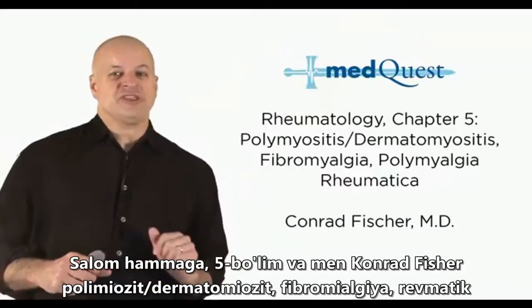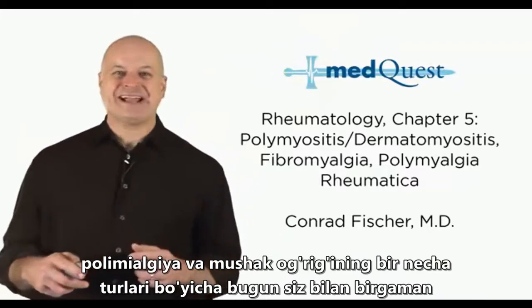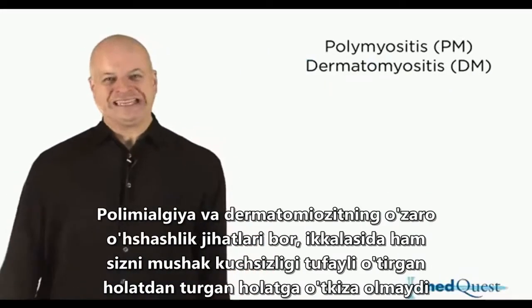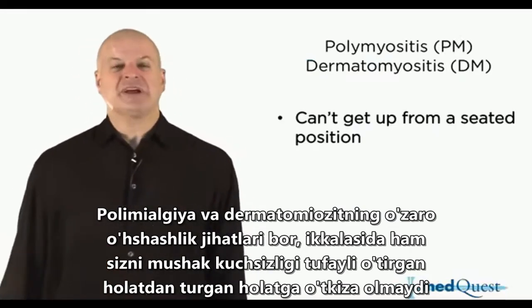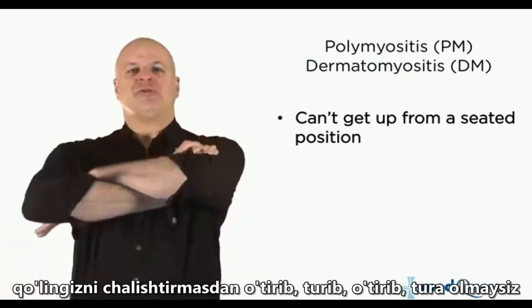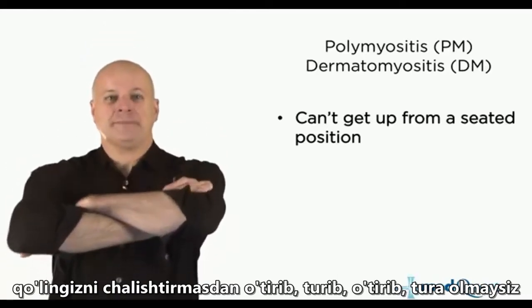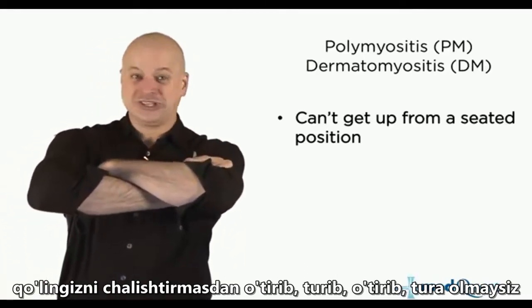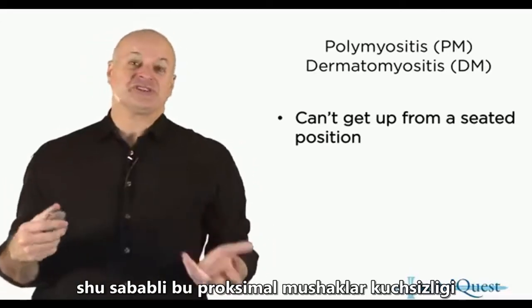Conrad Fisher with you on polymyositis, dermatomyositis, fibromyalgia, polymyalgia rheumatica, and various forms of muscle pain. Now, polymyositis and dermatomyositis have a bunch of overlap because they both have muscle weakness. You should be able to fold your arms like this and get up and stand up without using your arms. That's why it's proximal muscle weakness, because they can't.